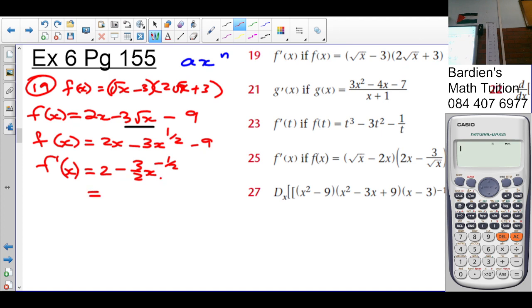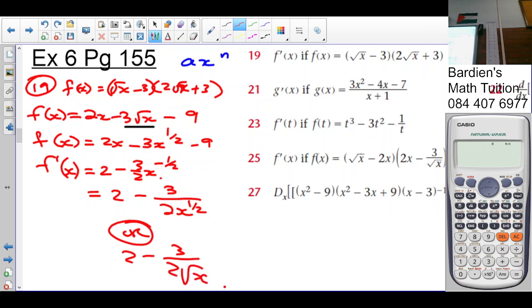Since that exponent is negative, so it's 2 minus 3 over 2x to the half. Or this term can be written as 2 minus 3 over 2 root x. Okay.